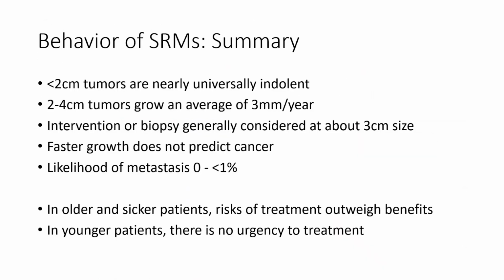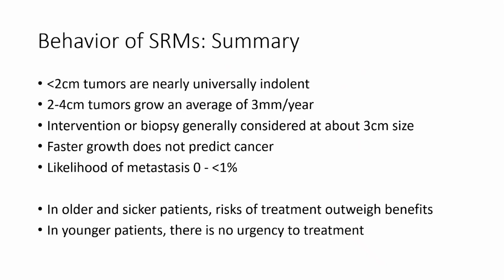Okay, so behavior of small renal masses. Summary: less than 2 centimeter tumors are very universally indolent. I have to tell you, we don't even see them here. We send them to our suspicion of cancer clinic because there are so many that are found incidentally. We can't manage to see those patients and treat the patients who need surgery right away. So thankfully, we have a team under our guidance that will see these patients and monitor them and then send them to us when appropriate.